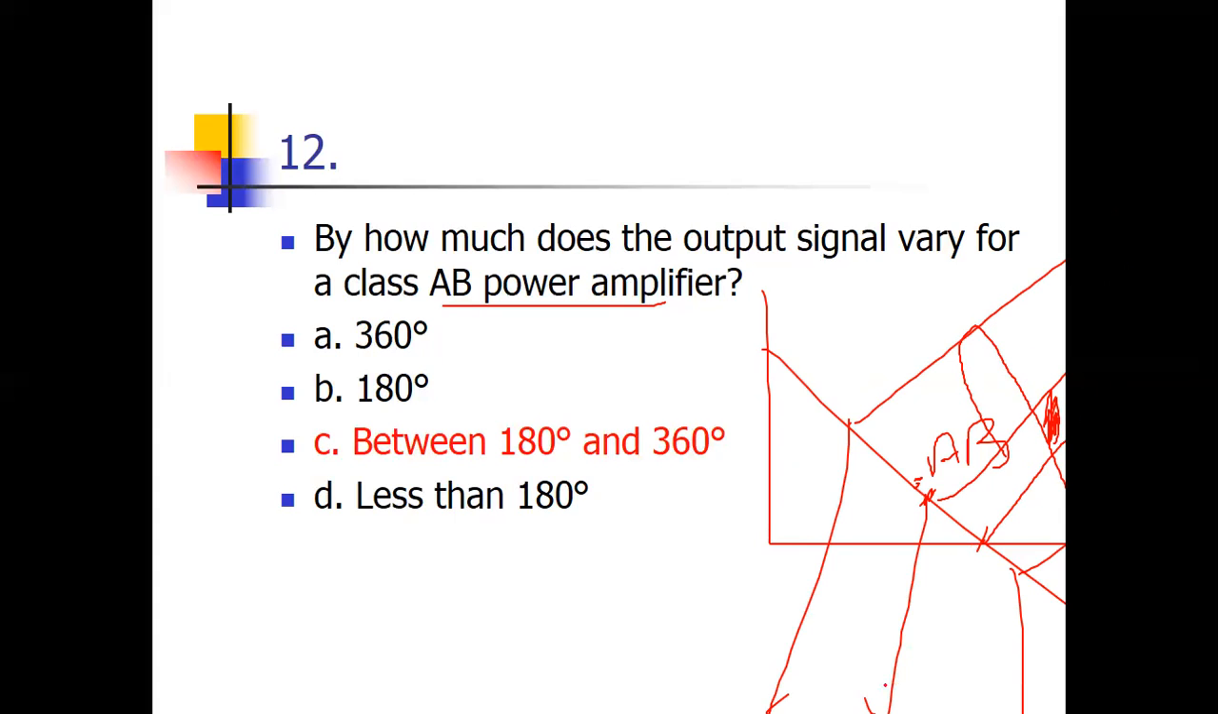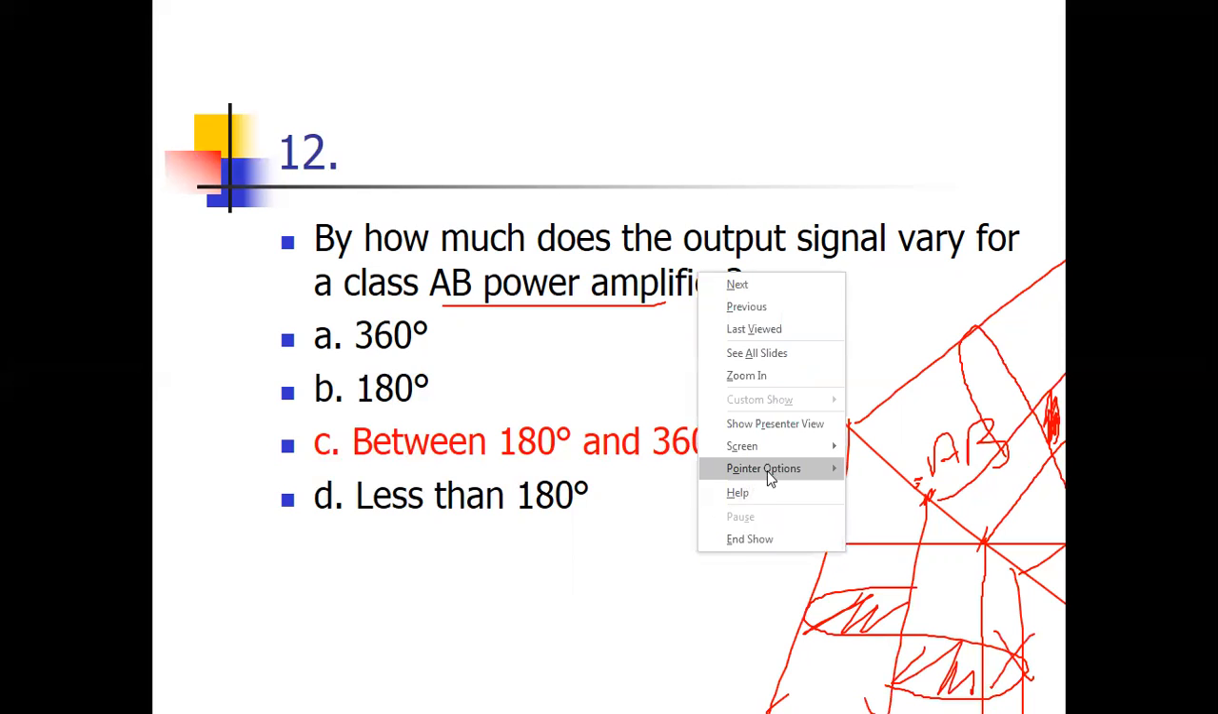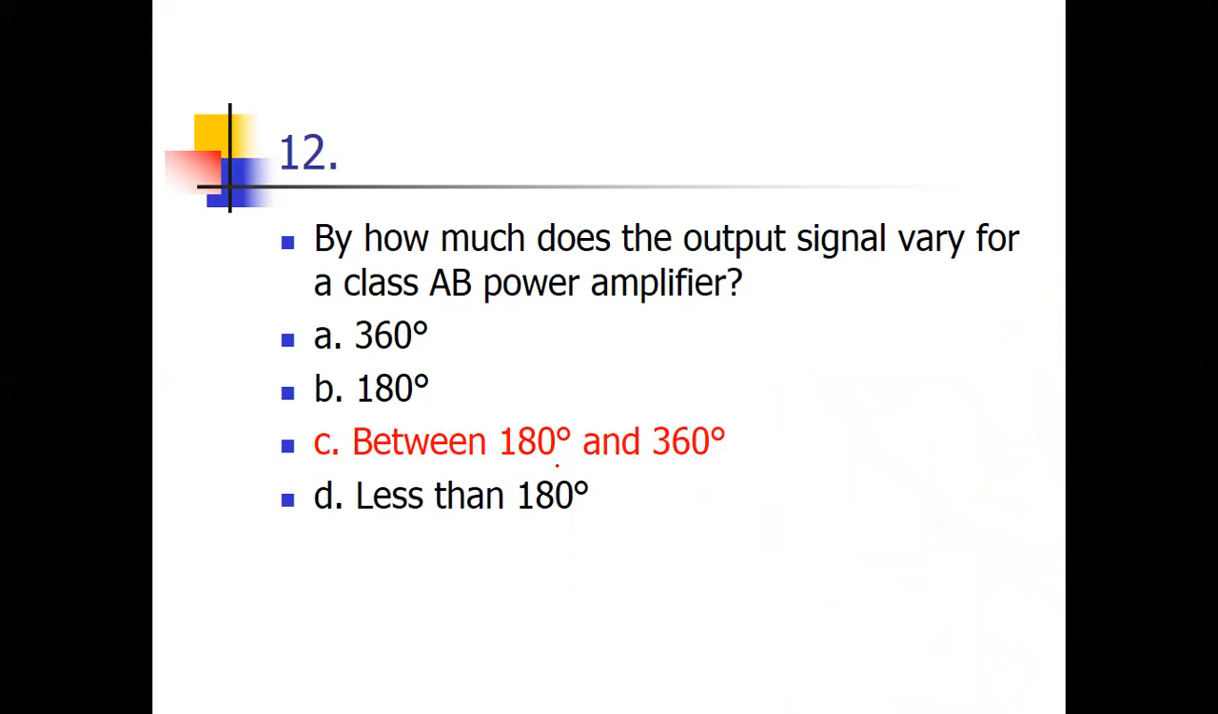Same here, the waveform is like this. Up to the load line, if you want to check, you are getting this part complete and this part complete, but this part is clipped. So in a class AB power amplifier, the conduction angle is between 180 to 360.